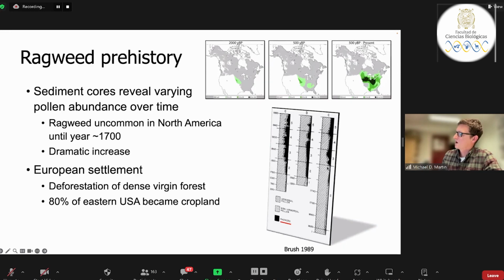It's the point where ambrosia pollen went from around 1% of the total abundance of pollen in the sediments to sometimes up to 90%. And in each location where these lake cores have been taken, it's associated quite well with the arrival of European agriculture in that region. So Europeans cut the forest and converted it to farmland, and ragweed really liked that and did well.